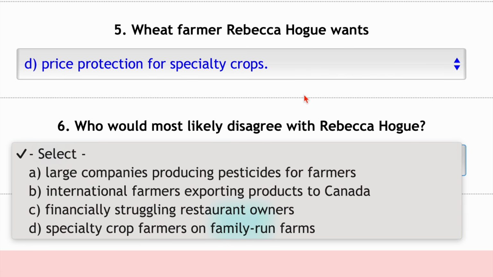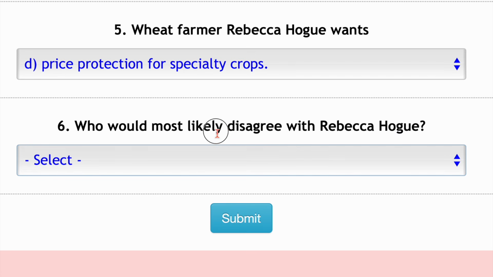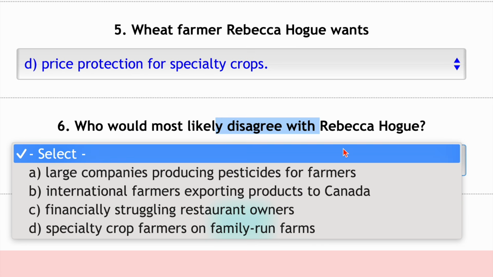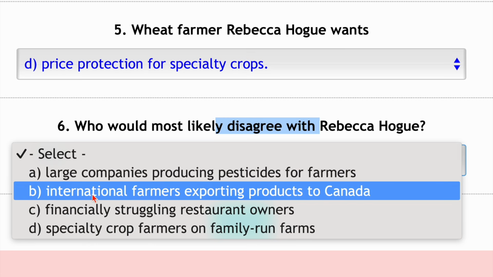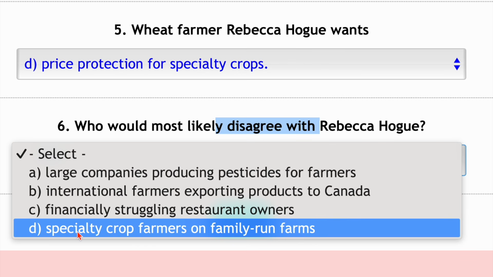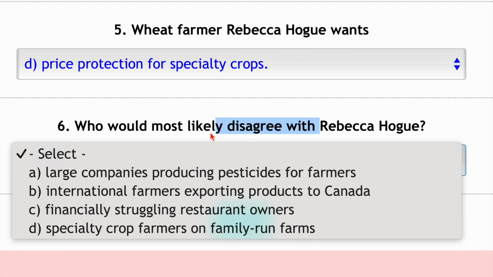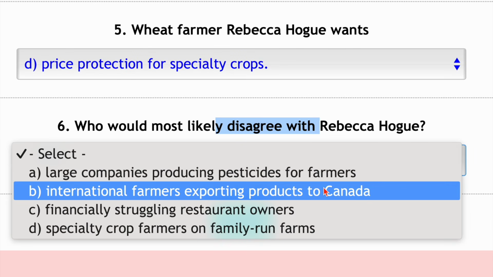Oh, sorry. I almost made a mistake here. Disagree with. Okay, I didn't see. We need to read the question carefully, everyone. Who would most likely disagree with Rebecca Hogue? Okay, international farmers. So that's the opposite. So I thought she agreed with. So what would she agree with? No, no. She would agree with specialty crop farmers, but who would most likely disagree with Rebecca Hogue? International farmers exporting products to Canada.